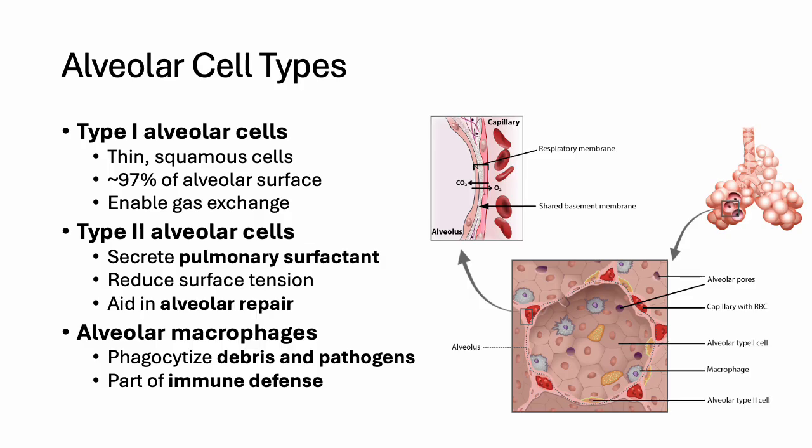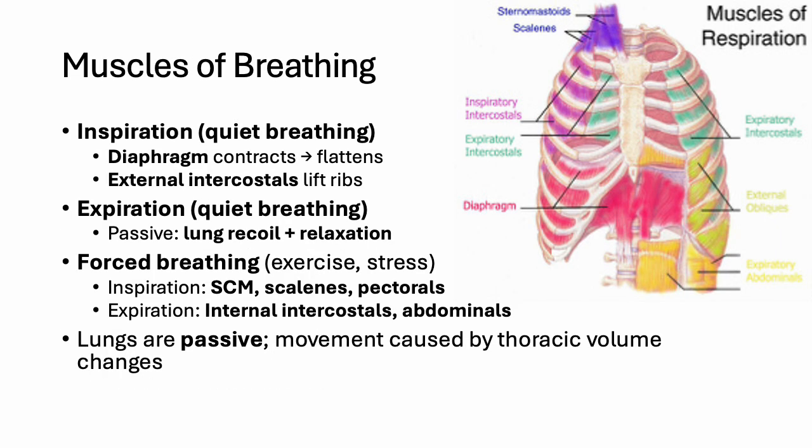Together, these three cells form a highly specialized microenvironment that supports not only the exchange of gases but also immune protection and tissue maintenance. Now, let's focus our attention on the muscles involved in breathing, also known as pulmonary ventilation. First, it is important to understand that the lungs themselves are passive structures, meaning they do not actively contract or expand on their own. Instead, ventilation is driven by changes in thoracic cavity volume, which in turn changes the pressure within the lungs, allowing air to move in and out.